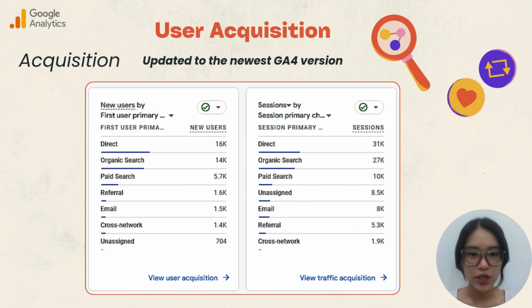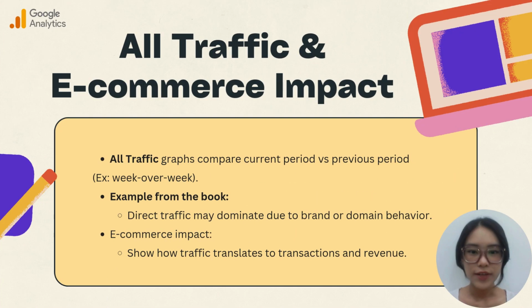And this slide shows new users by first user default channel group and sessions by session default channel group. We can quickly compare how first-time users and sessions are distributed across channels like direct, organic search, paid search, referral, email, and others. Moving on to all traffic and e-commerce impact.